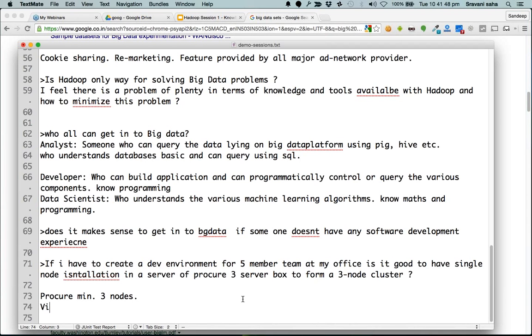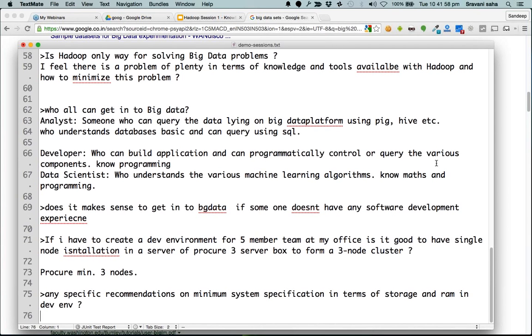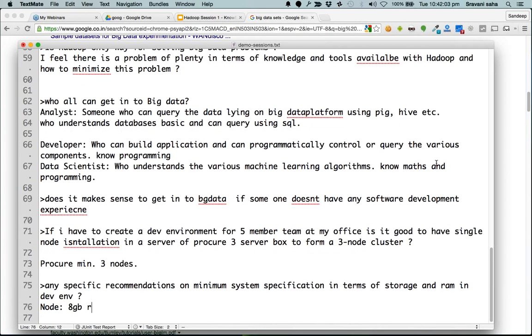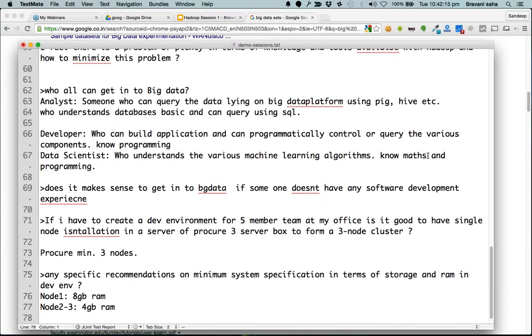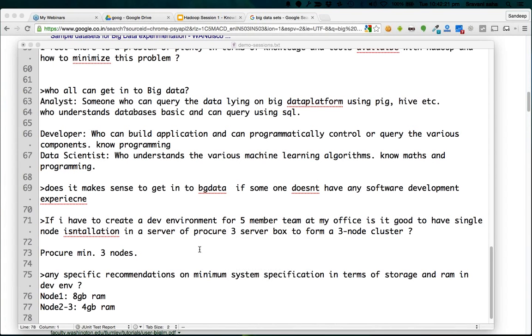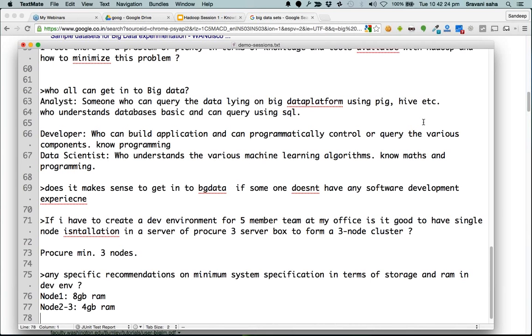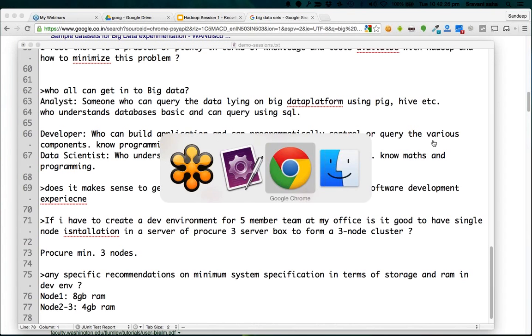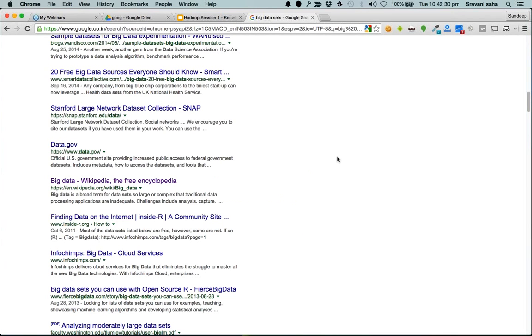All right, I'll just give you something very rough. The question from Vinod is, any specific recommendation for minimum storage? Have Node 1 with around 8 gigabytes of RAM, and for Node 2 and Node 3, you just take 4 GB. This is like the minimum. Great, that was a good set of questions from Vinod.